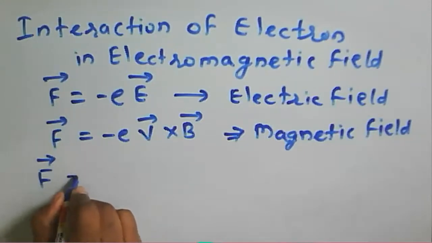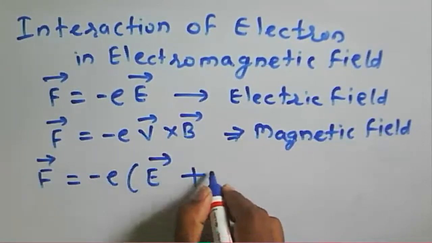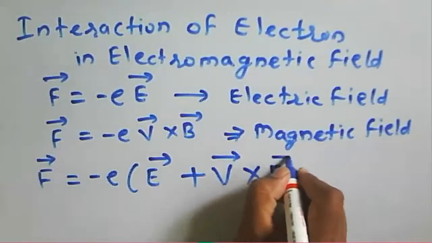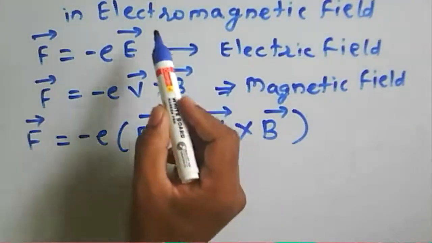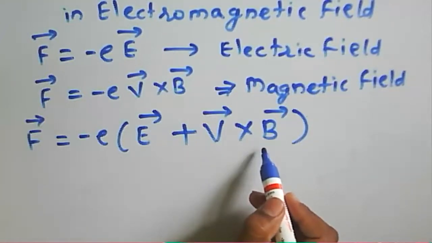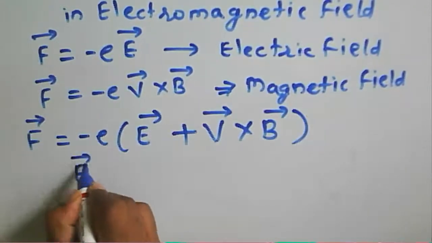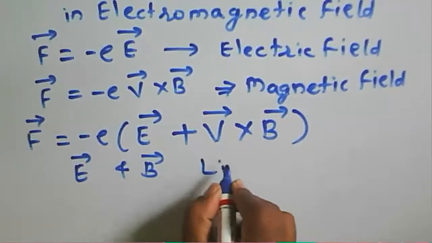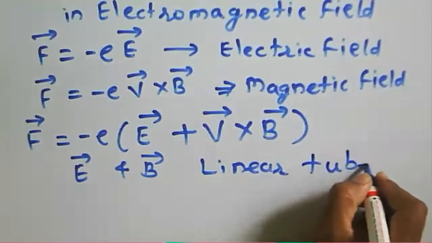So if you write the equation here, force F is equal to minus E times E plus V cross B. This is the equation for the interaction of an electron in an electromagnetic field. So F is equal to minus E, that is the charge, times the electric field intensity, the velocity, and the magnetic flux density. Here the electric field E and the magnetic field are both linear, propagating in the same direction or in the opposite direction. That's why this is used in linear tubes.